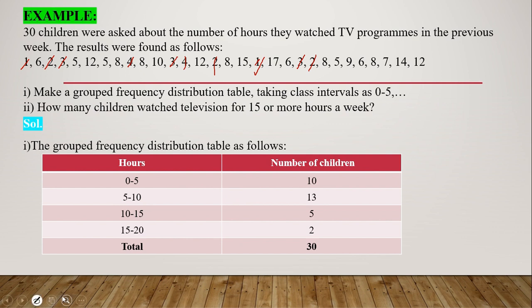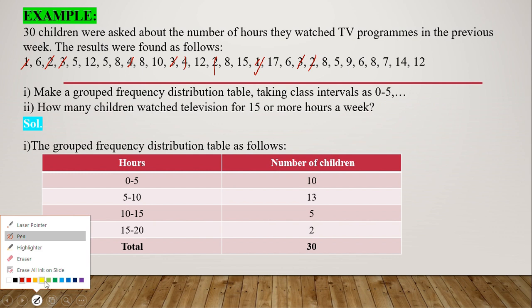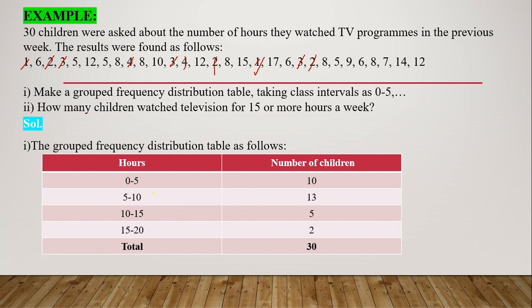Similarly 5 to 10. How many children are watching 5 to 10 hours? That means 5 to 9 hours. Counting 1, 2, 3, 4, 5, 6, 7, 8, 9, 10, 11, 12 and 13. So 13 children were watching 5 to 9 hours.